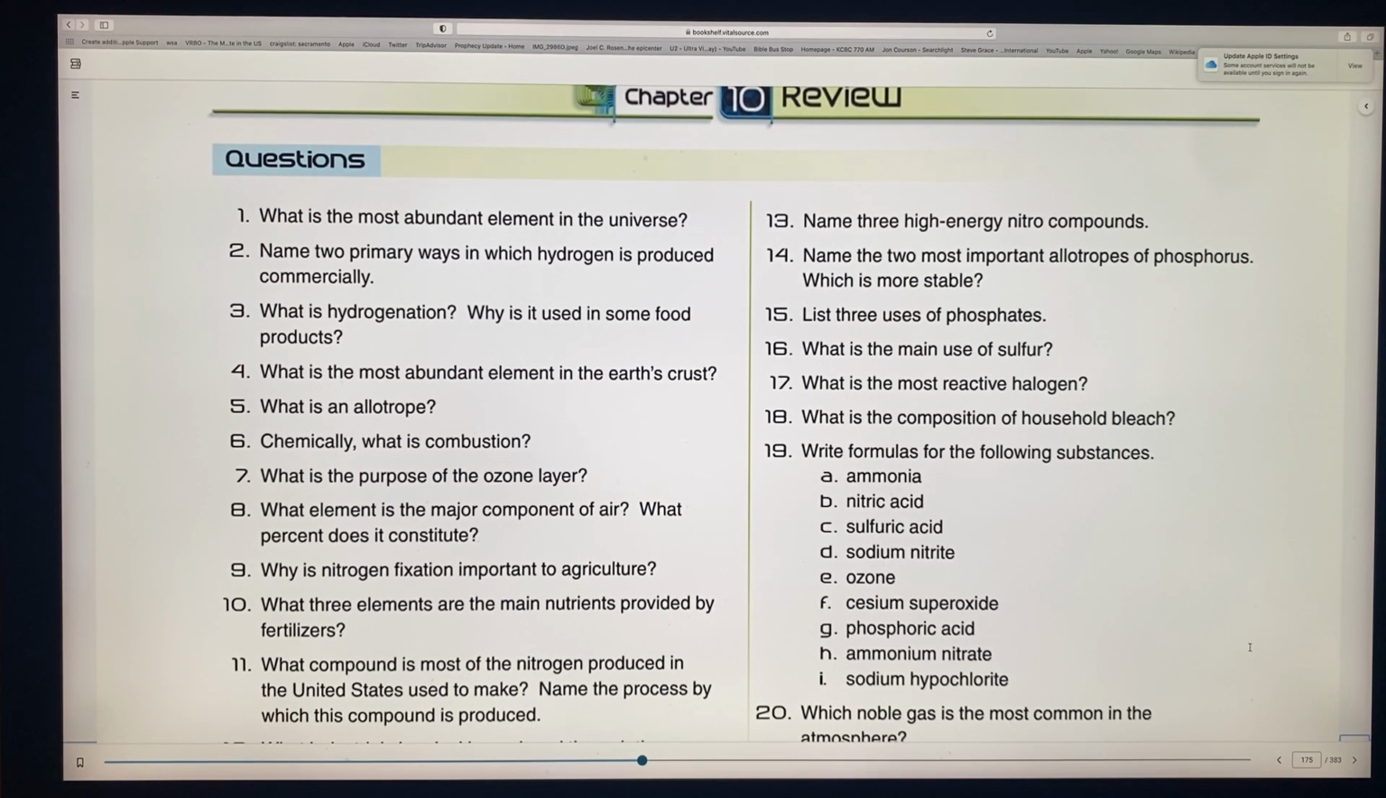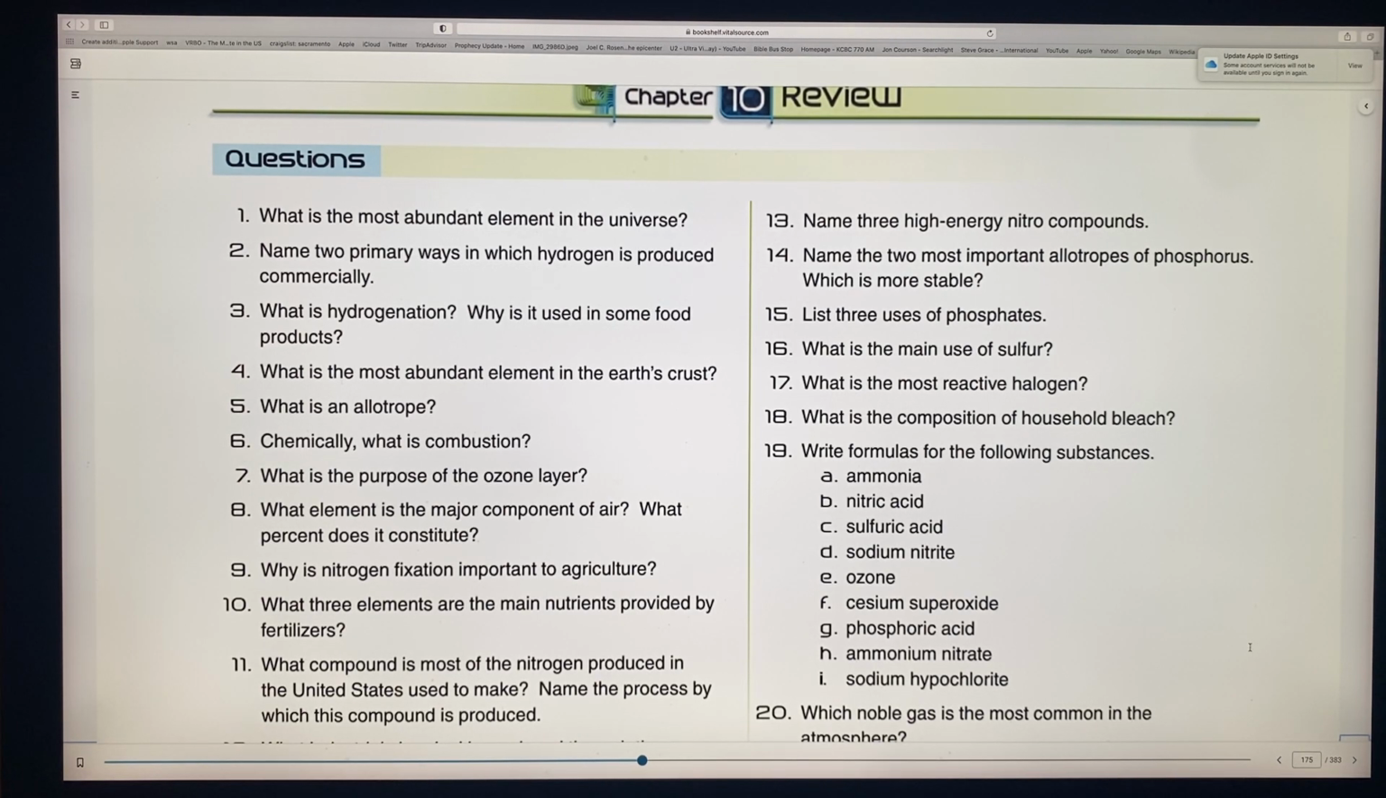Number 6, chemically, what is combustion? Well, combustion basically has to do with oxygen. When oxygen is united to something that's very explosive, that would be when you think of combustion with oxygen.